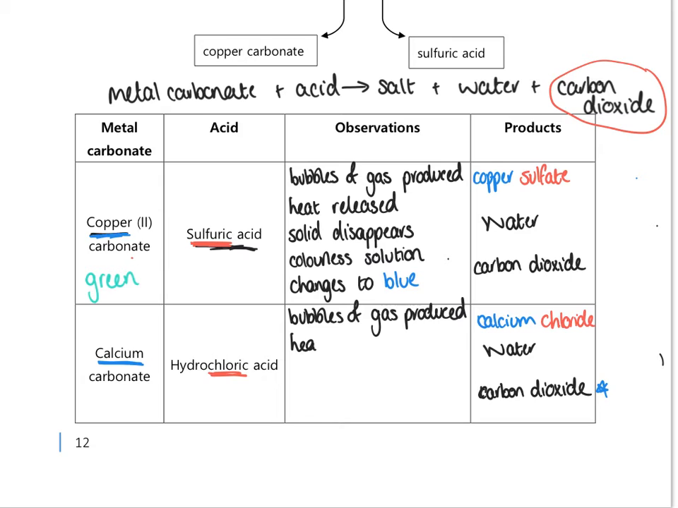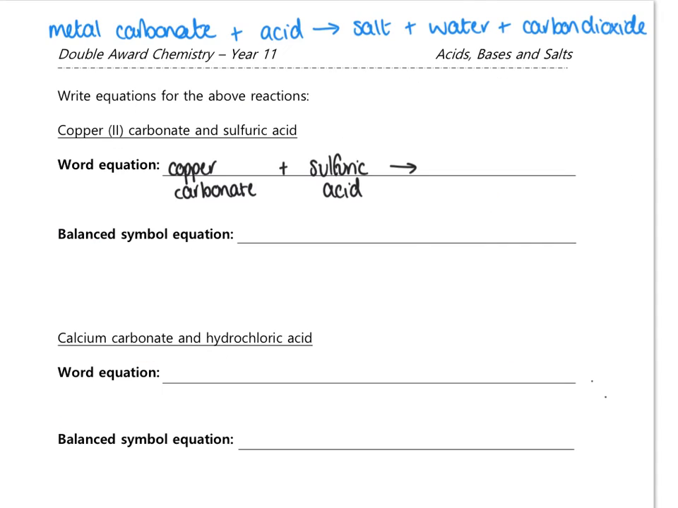Again, we're going to see heat released and the fact that the solid disappears. The solid in this case is calcium carbonate. Calcium carbonate is just a white, either a powder or granule type form. And what we find with this is that the solution remains colourless. Above, the solution changed to blue because we had copper, but here we just have calcium as our metal, which forms colourless solutions. So the next thing we need to do is write our equations for these reactions.